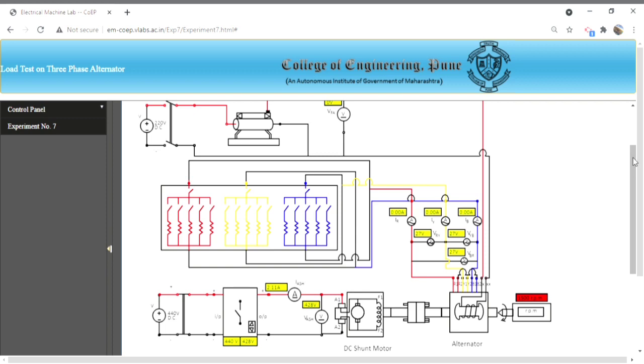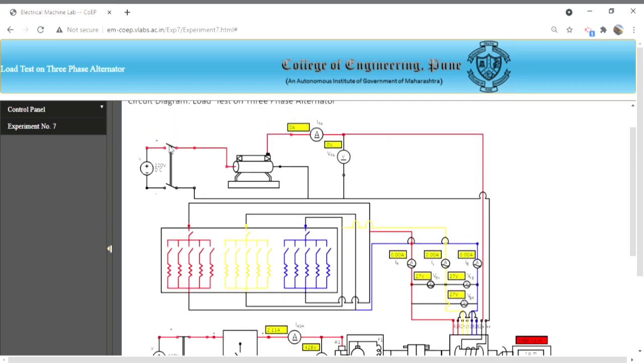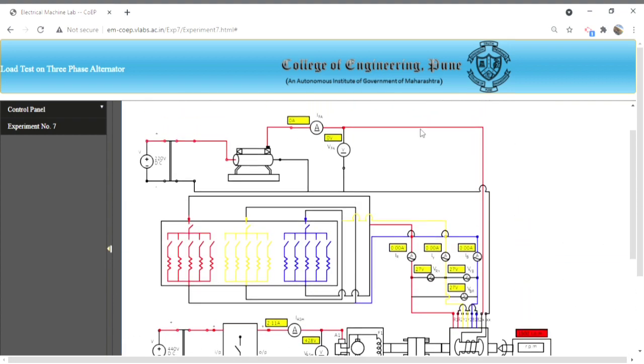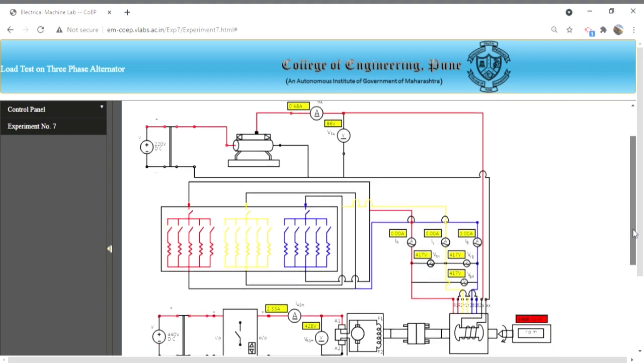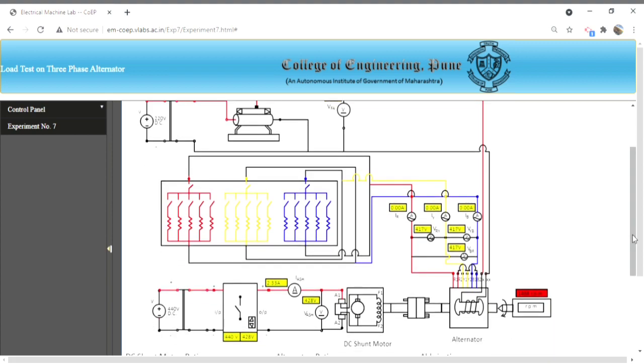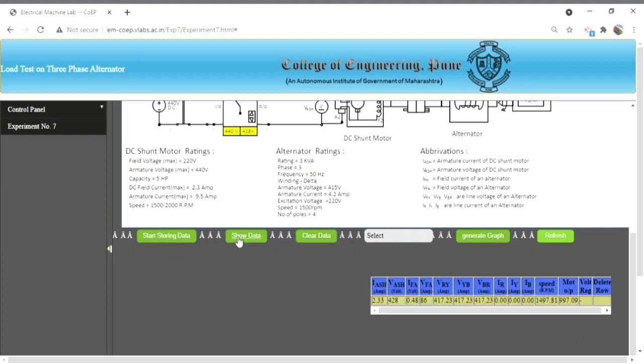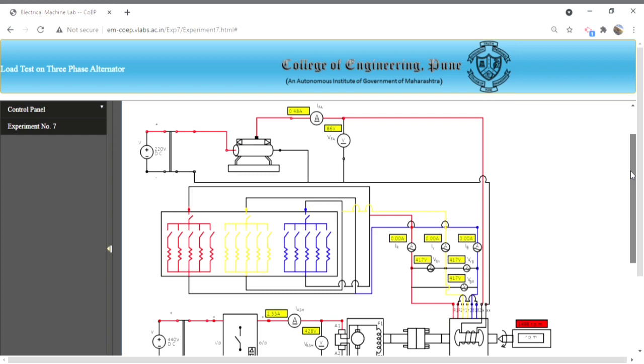and I close the DPST switch and I want to set the armature voltage at 415. Here we can see the alternator ratings. By varying the rheostat, I can set the voltage at 415. Yes, now okay. Now under no load condition, I want to take one reading and then connect the resistive loads.